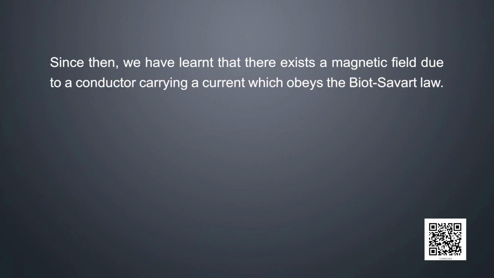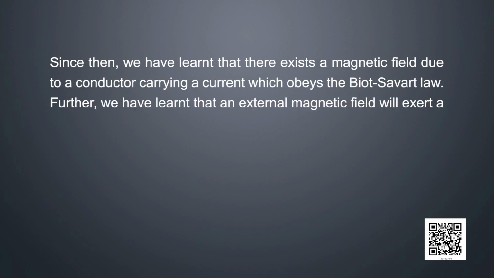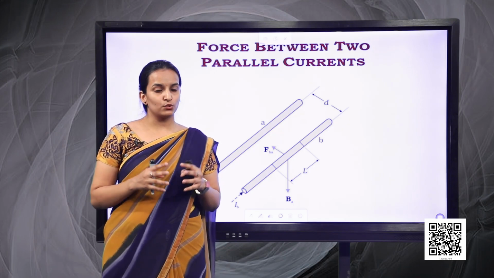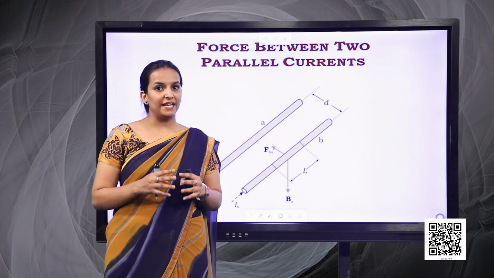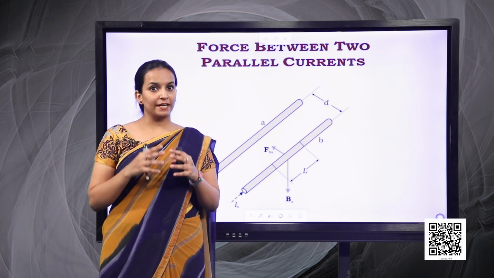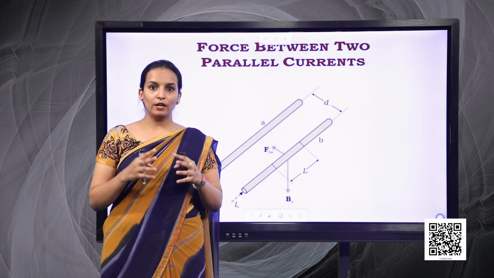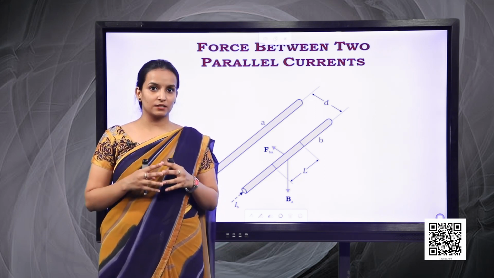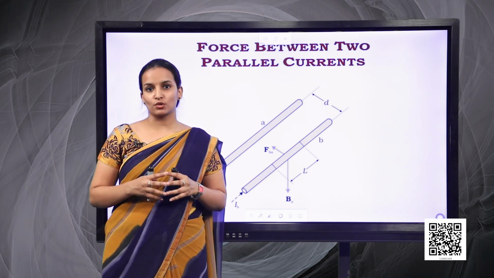Since then, we have learned that there exists a magnetic field due to a conductor carrying current which obeys the Biot-Savart law. Further, we have learned that an external magnetic field will exert a force on a current carrying conductor. This follows from the Lorentz force formula. Now, can you think what will happen to two current carrying conductors placed near each other? If we connect the understanding of Biot-Savart law and Lorentz force, we may conclude that these two closely placed conductors will exert magnetic forces on each other.